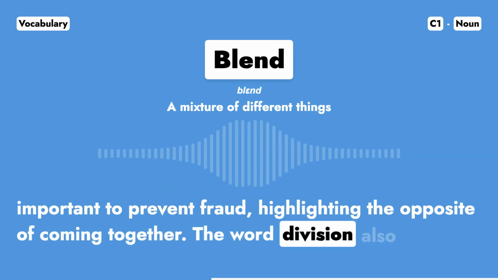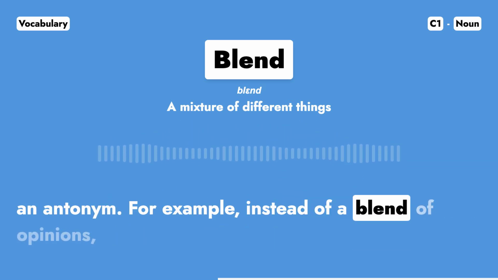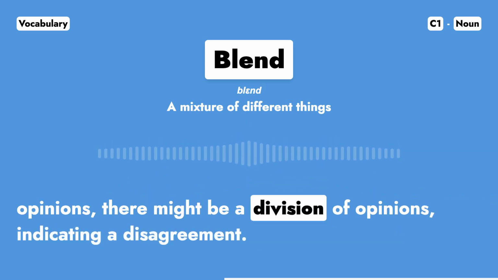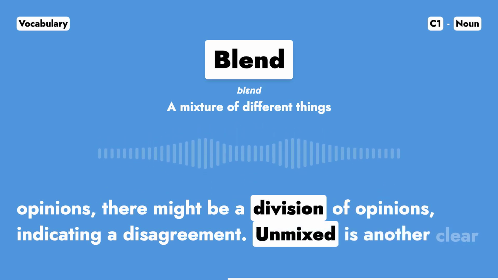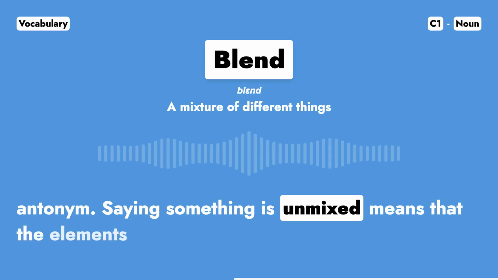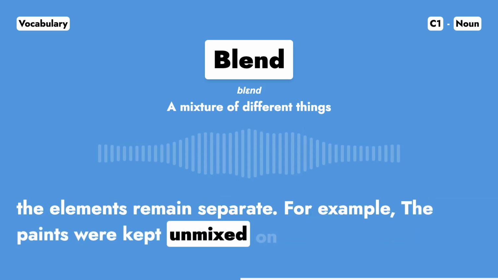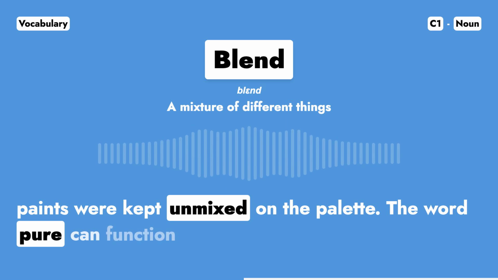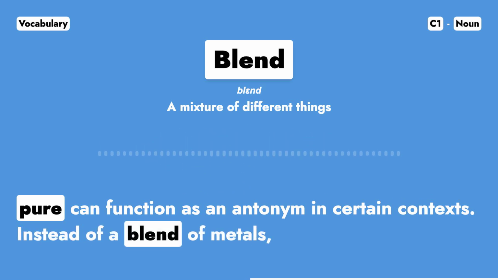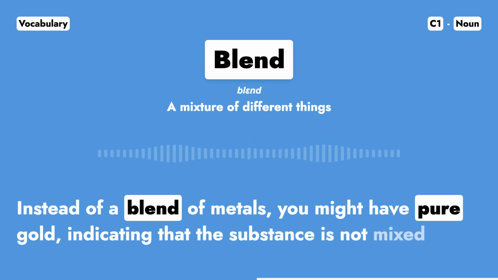The word division also works as an antonym. For example, instead of a blend of opinions, there might be a division of opinions, indicating a disagreement. Unmixed is another clear antonym. Saying something is unmixed means that the elements remain separate. For example, the paints were kept unmixed on the palette. The word pure can function as an antonym in certain contexts. Instead of a blend of metals, you might have pure gold, indicating that the substance is not mixed with anything else.